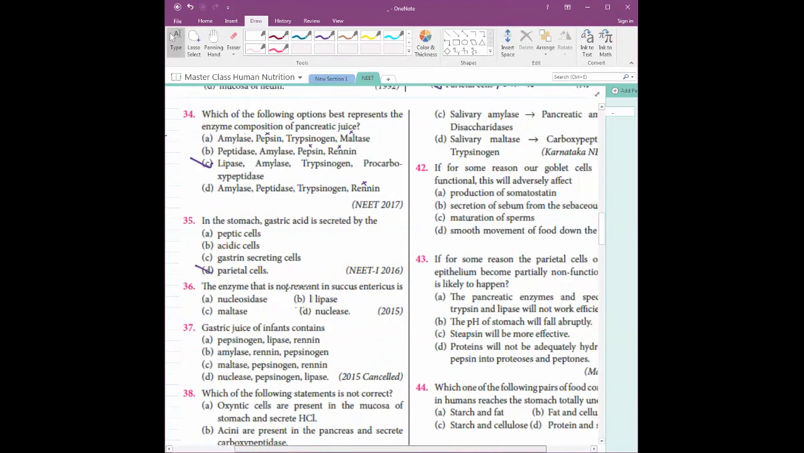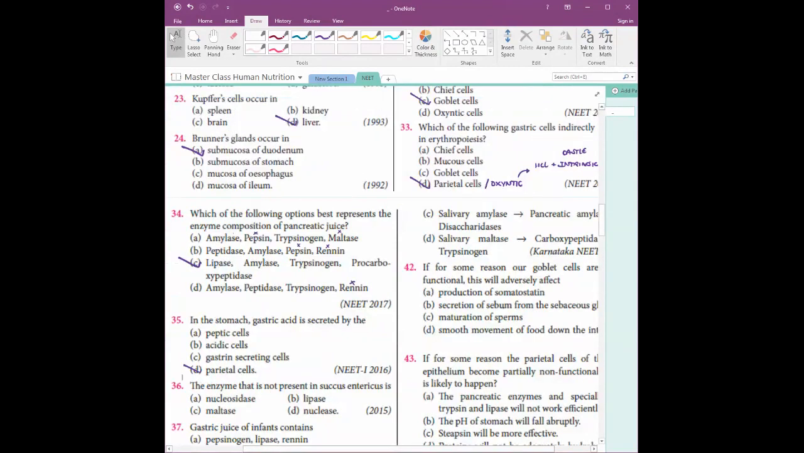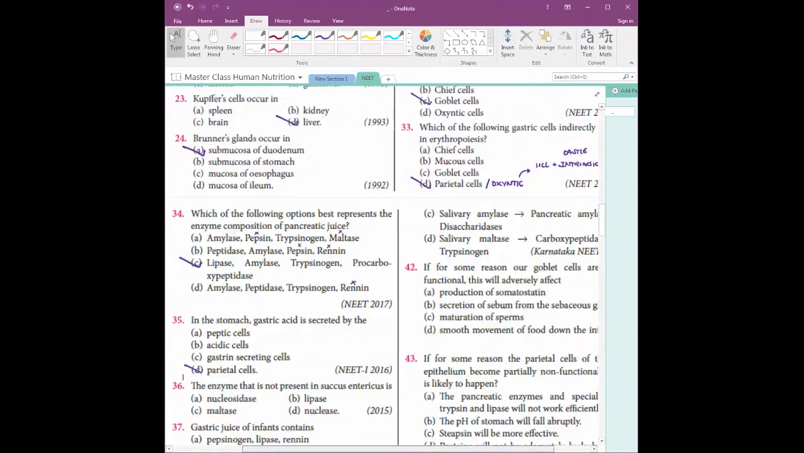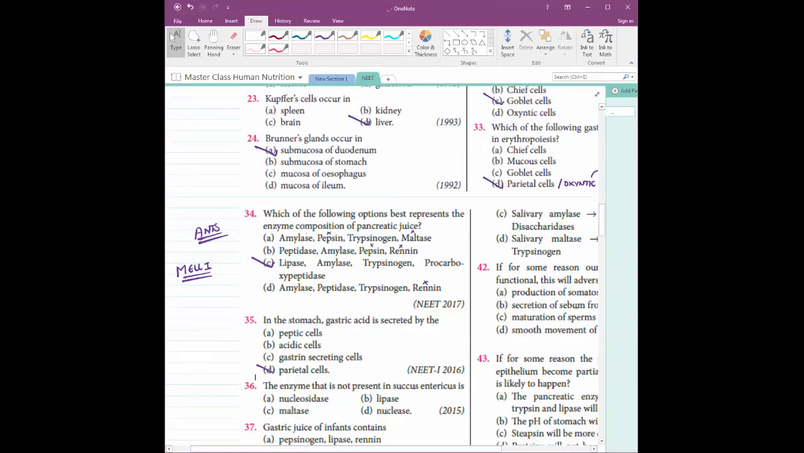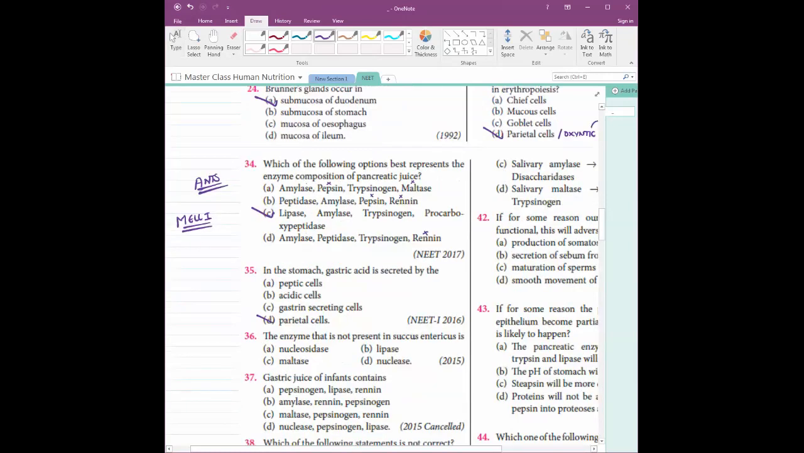Guys, once again, we did it right here. Okay, so guys, another one now, peptic cells. Can anybody tell me what is the other name for peptic cells? Quickly. Very nice. Chief cells. Okay, guys, keep this thing in mind: peptic cells, chief cells; parietal cells, oxyntic cells.